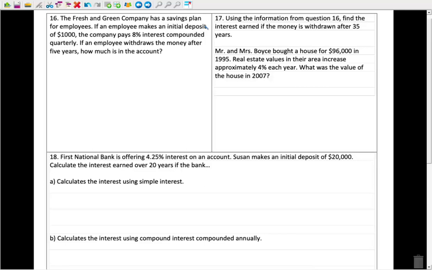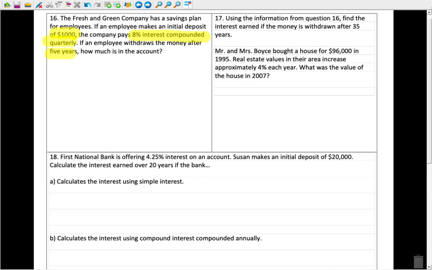The Fresh and Green Company has a savings plan for employees. If an employee makes an initial deposit of $1,000, the company pays 8% interest compounded quarterly. If an employee withdraws the money after 5 years, how much is in the account?